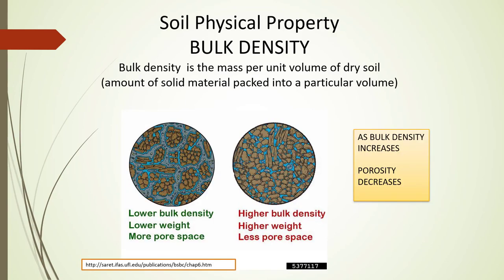Bulk density is the mass per unit volume of dry soil. And you can see on the left here, the lower bulk density weighs less, there's more pore space. On the right, this has higher bulk density, higher weight, less pore space. And as bulk density increases, porosity decreases.